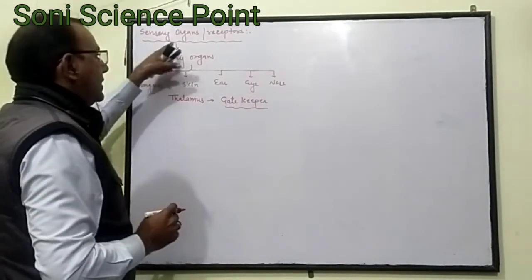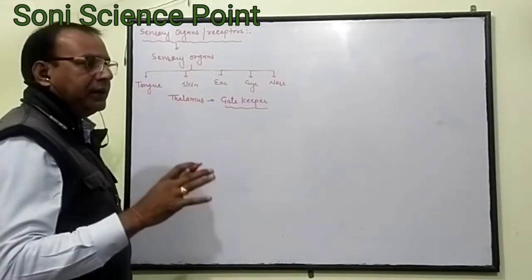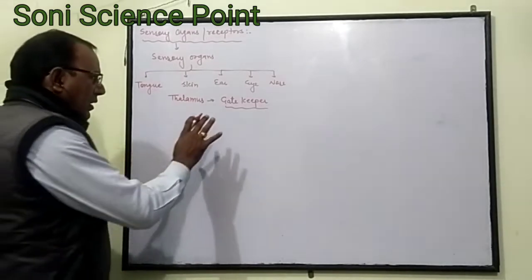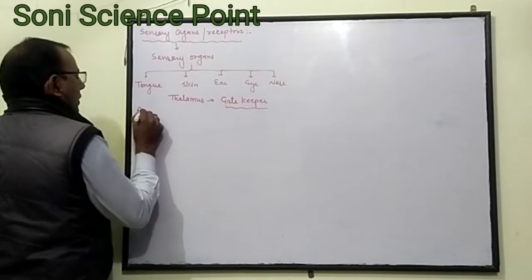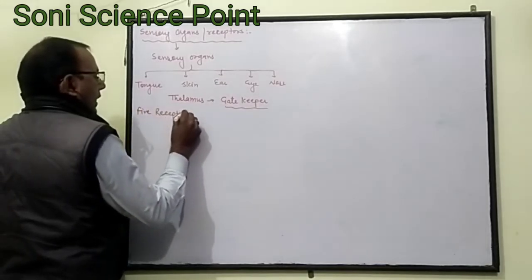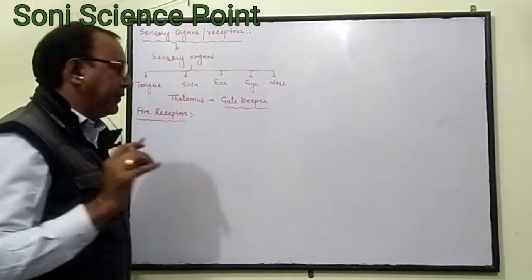So we can say that sensory organs or receptors are those by which we can feel the different taste, smell, sound as well as touch. So we can say that there are 5 receptors, and those 5 receptors are named in different ways.